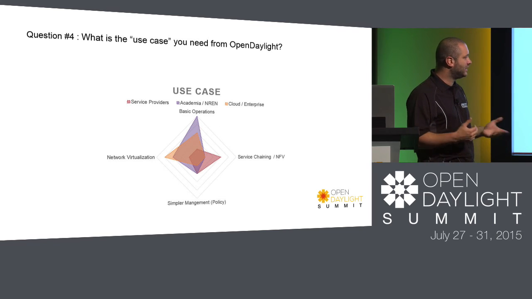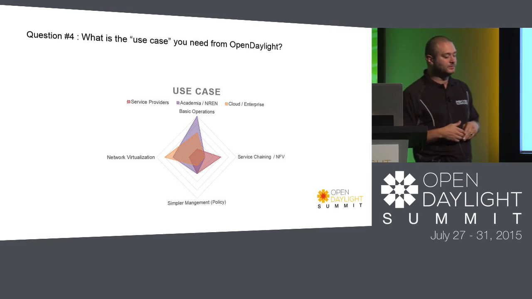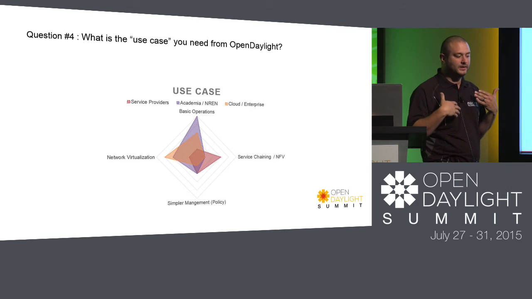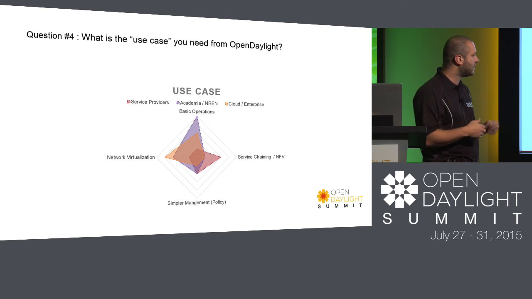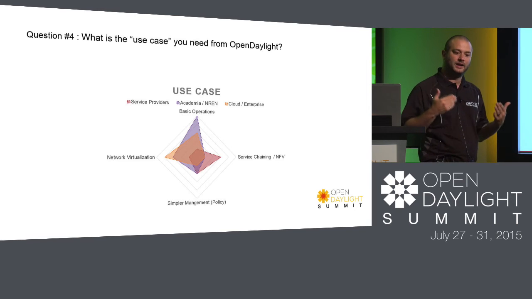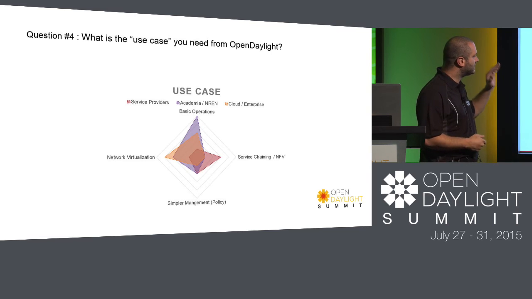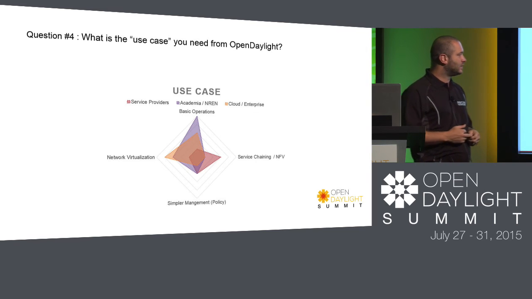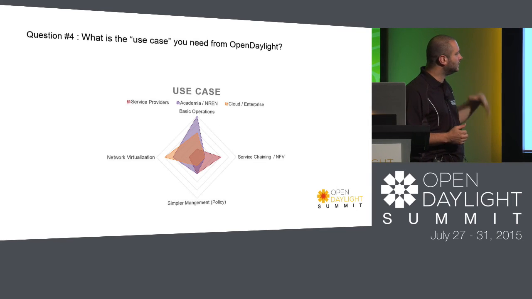Service chaining / NFV. When you see simpler management, it's more of a different way to manage your network. So it's all about agility and policy-based approaches to managing the network, where you don't have to do everything yourself and you get a higher level management interface for your infrastructure, and network virtualization on the left. So as you can see in the cloud / enterprise world, network virtualization was the most requested feature.